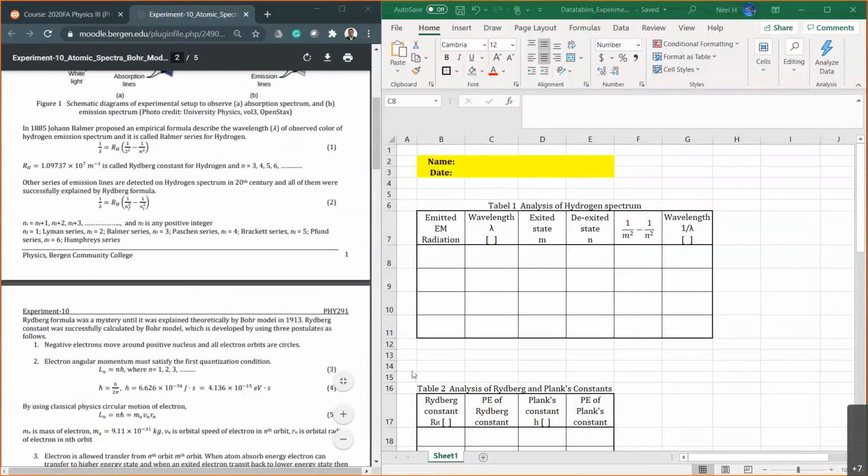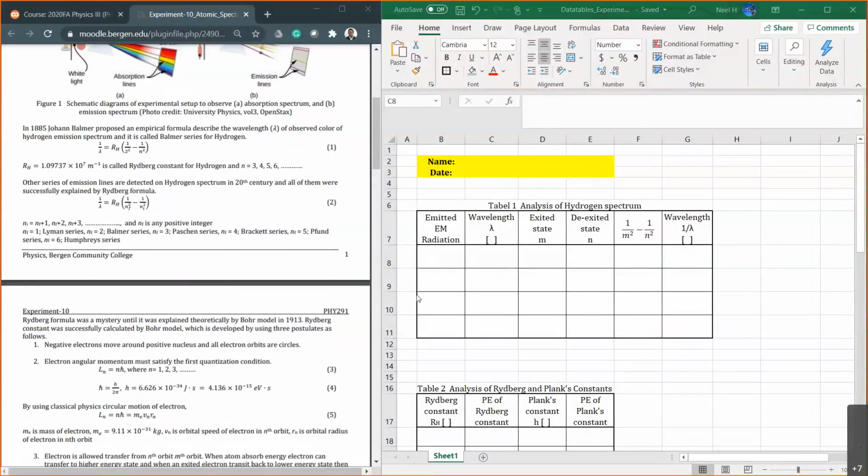Right. So let's take a look at the background information. What we are trying to do in this lab, we already discussed.